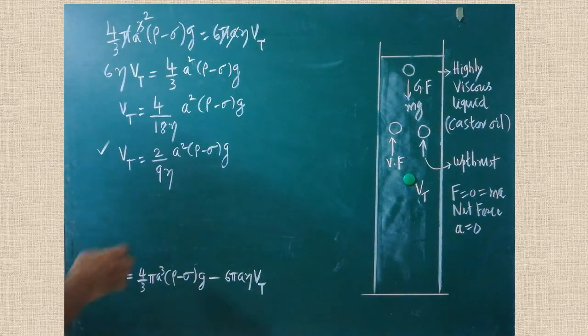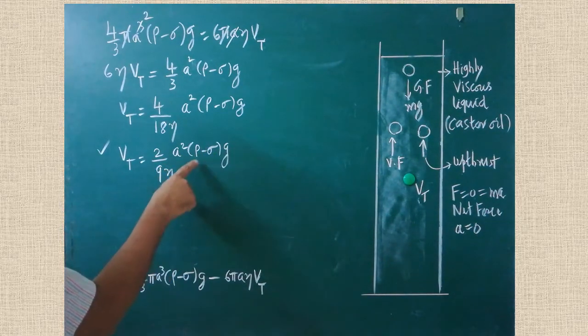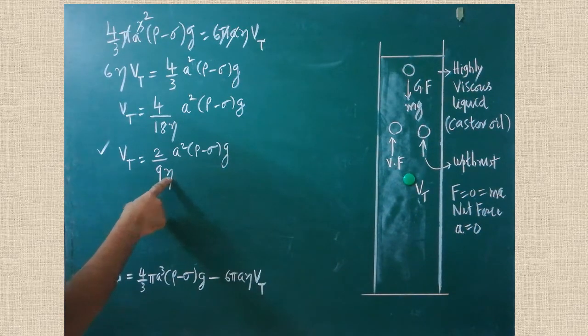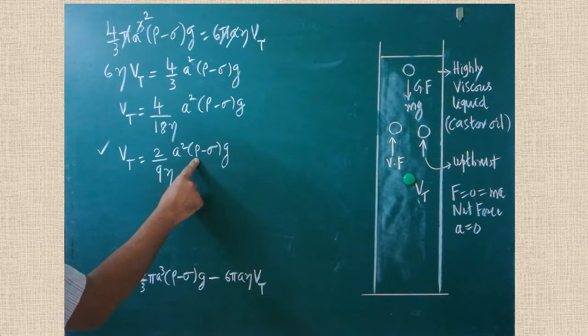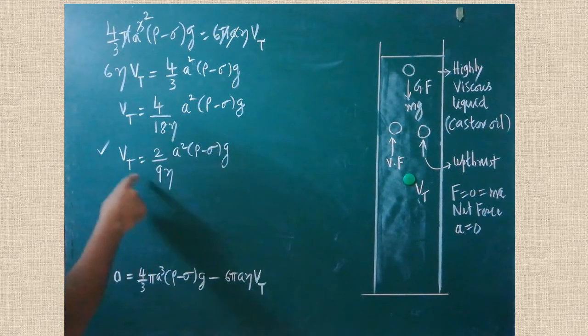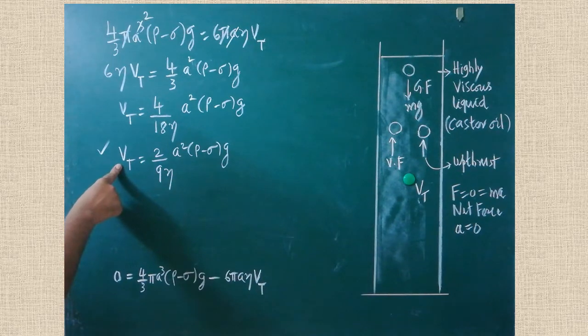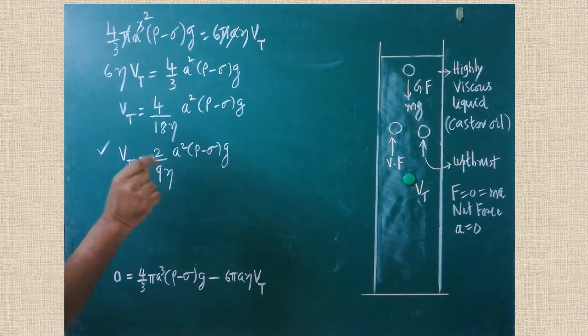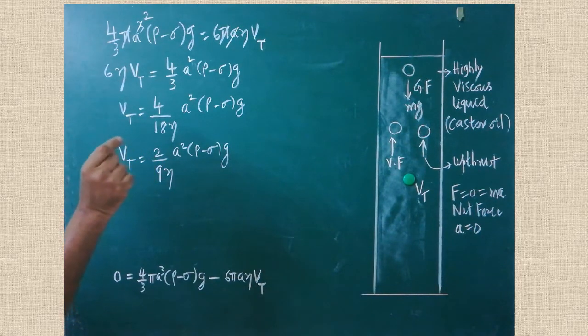So this is the expression for terminal velocity. Are you clear? By knowing the radius of the sphere, the coefficient of viscosity of the liquid, the density of the oil and the density of the metal sphere, and the G value, we substitute all the values and we are able to get the value of terminal velocity.